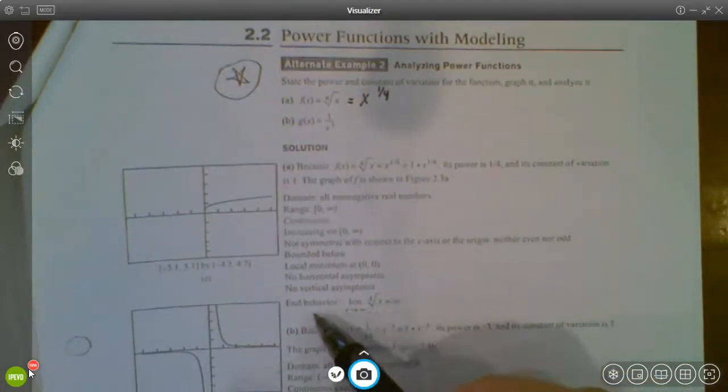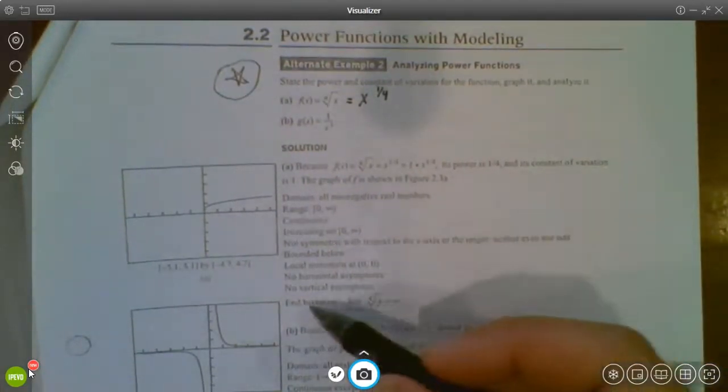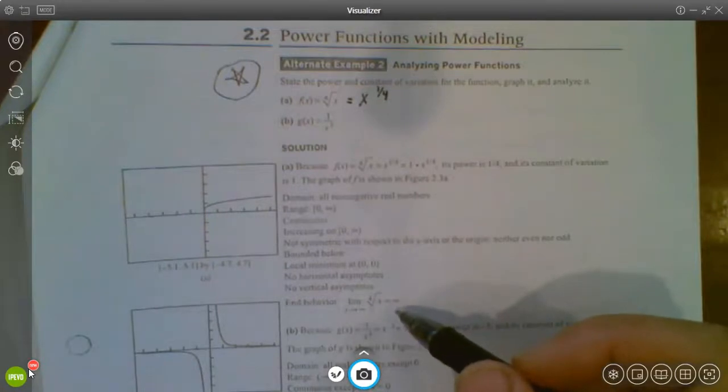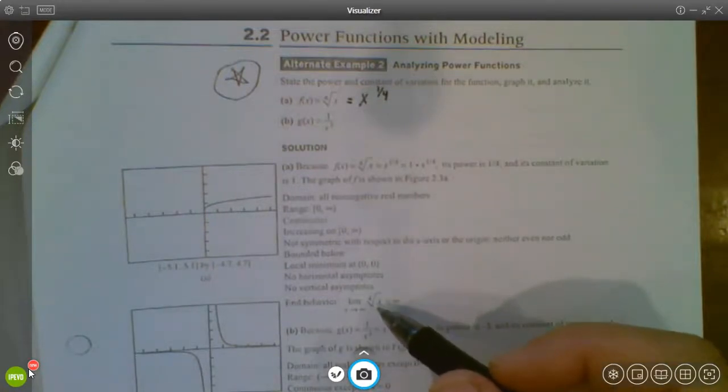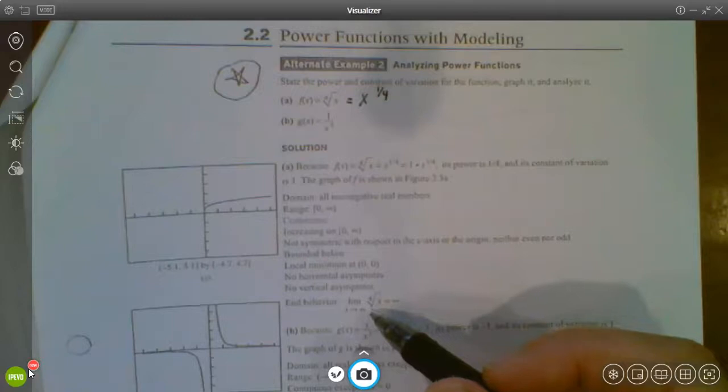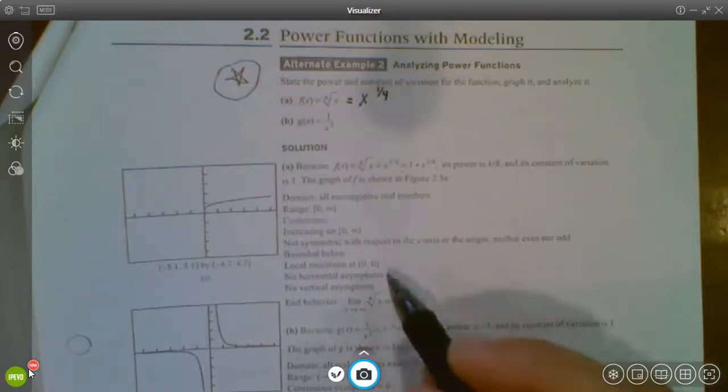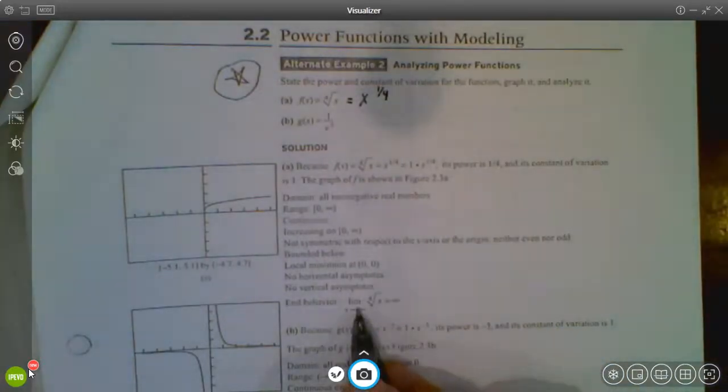One thing I wanted to mention is the end behavior, because this is always new at this level of math. The first chapter we will do in calculus later on in the year will be on limits. So I wanted you to see this notation. We would say the limit of the fourth root of x as x approaches infinity is infinity.